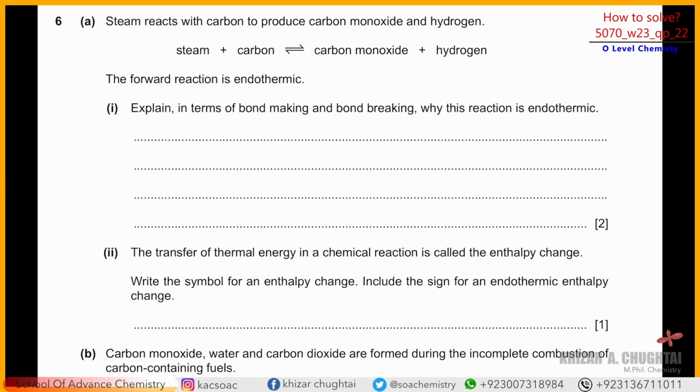Question number 6a: steam reacts with carbon to produce carbon monoxide and hydrogen. So steam reacts with carbon to make carbon monoxide and hydrogen. Steam plus carbon, with the sign of a reversible reaction, gives carbon monoxide and hydrogen. The forward reaction is endothermic. Part a(i): explain in terms of bond making and bond breaking why this reaction is endothermic. It carries 2 marks basically.